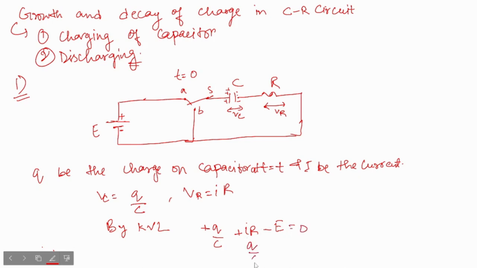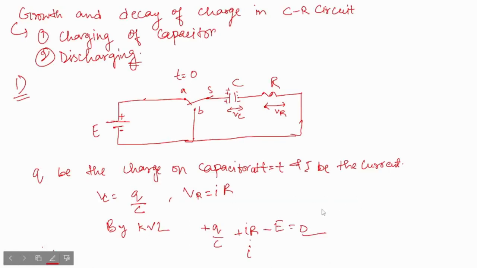So from here you can write IR is equal to E minus Q by C.